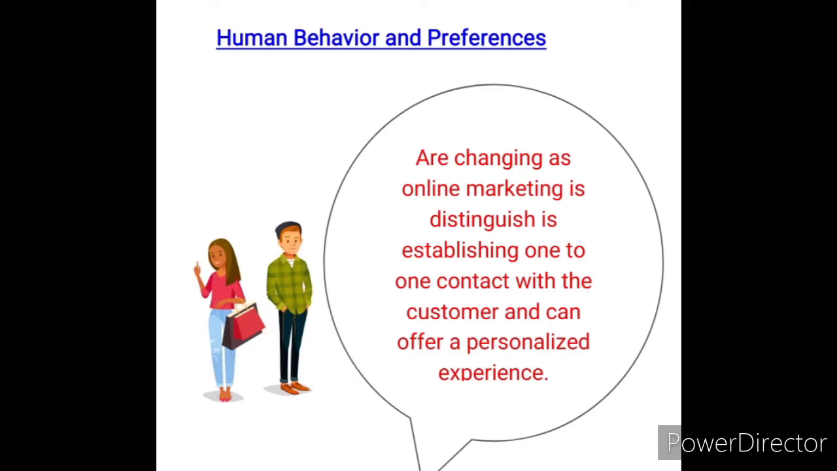Next, we have customer behavior and preferences that are changing as online marketing is establishing a one-to-one contact with the customer and can offer a personalized experience. Example of this is when you have a demanding customer nga magsigi og dali ug naa na ba ang iyang order. So we cannot prevent this type of troubles or problems. That's why it needs to be served immediately at the same speed.